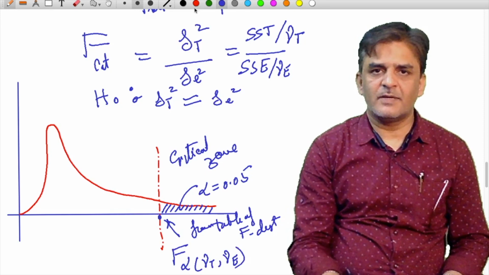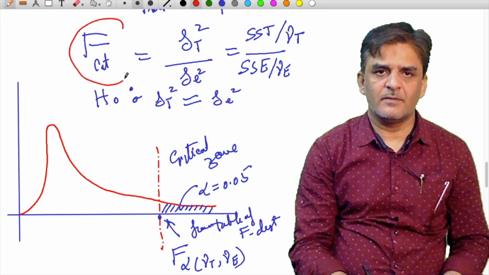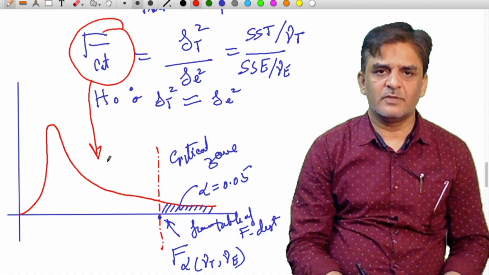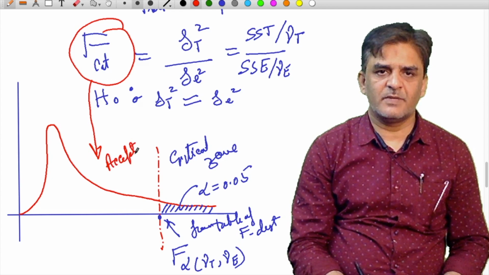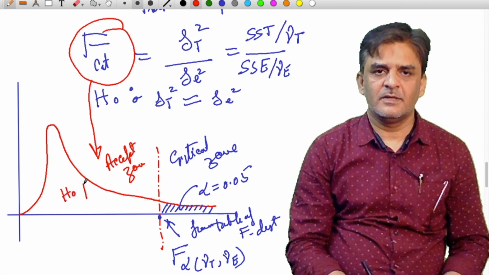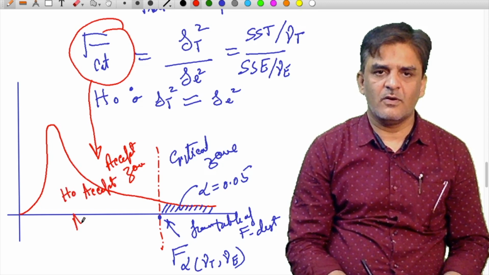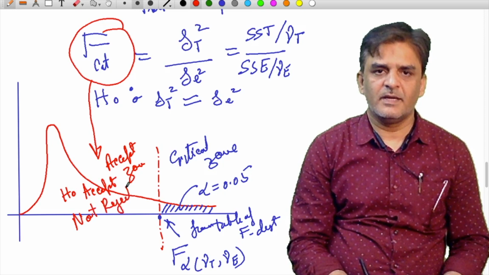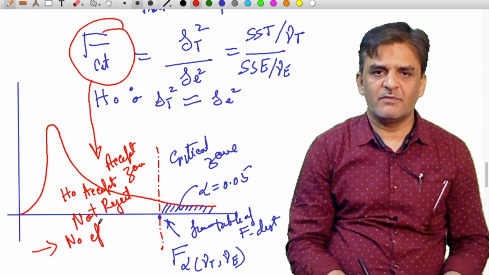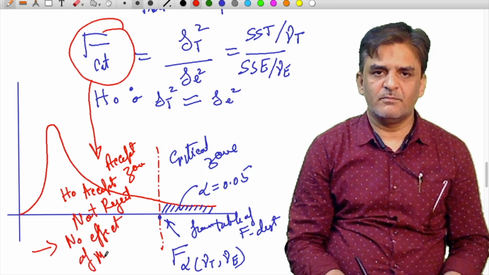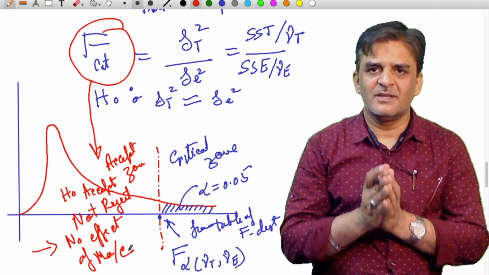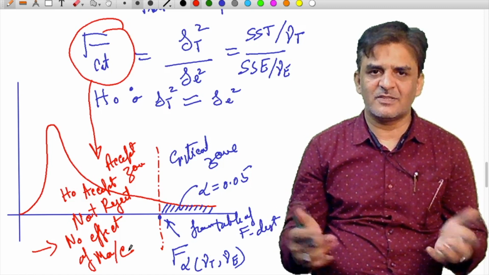Now if our calculated value is falling in this zone, which is your acceptance zone, we call H0 accepted or not rejected. It means that there is no effect of machine. All machines are producing the same kind of rubber having the same tensile strength.